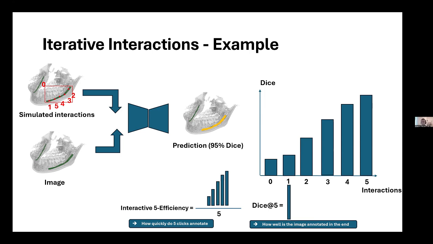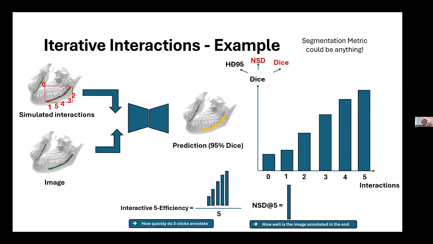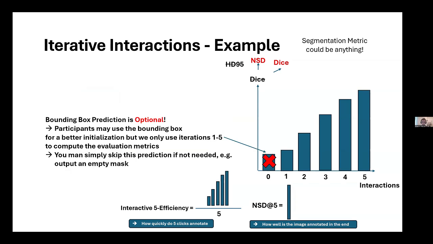An even simpler metric is to just look at the final performance of the models after all interactions, and that would be the annotation quality. The nice thing about this is that you can apply it to any metric. It doesn't need to be just the Dice score. It could be the NSD or the Hausdorff distance. But for this challenge, we keep it simple and just use the NSD and the Dice score, as in the last CVPR 2024 challenge. So all in all, we have 2 areas under the curve and 2 final metrics. This gives us 4 metrics per image.